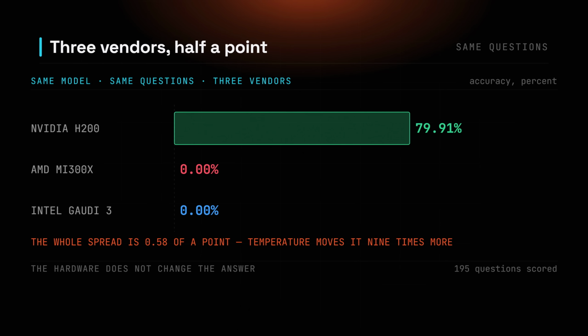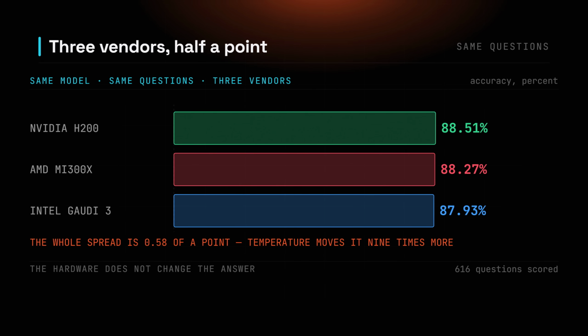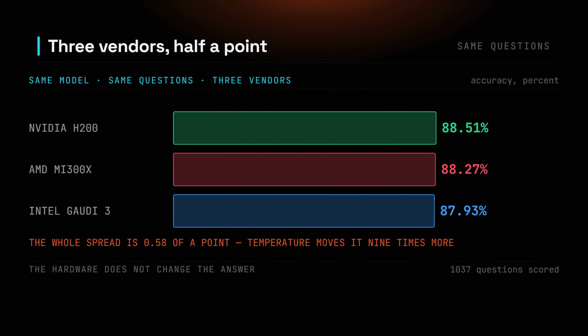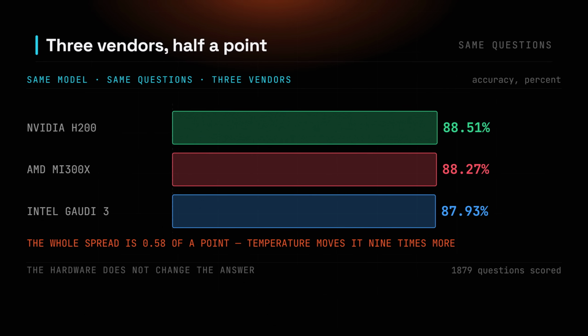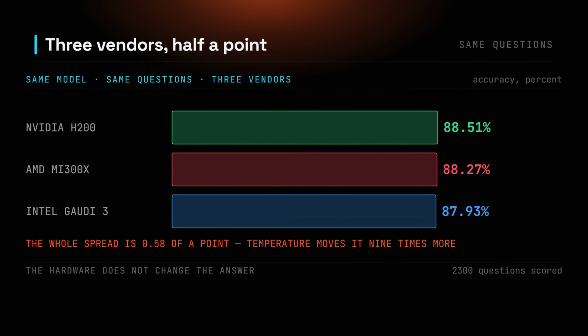The chip underneath barely touches quality. Across an H200, an MI300X, and a Gaudi 3, accuracy on the same task moved by half a point. Temperature moved it up to 9 times more than the hardware did.